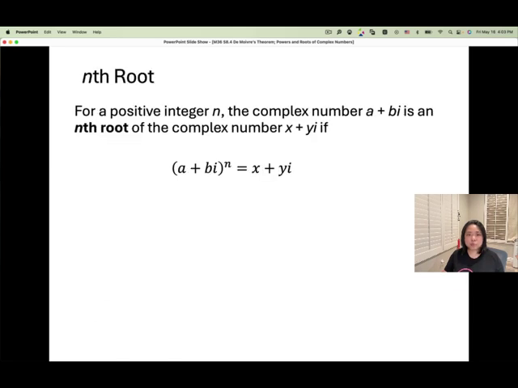Nth root. For a positive integer n, the complex number a plus bi is an nth root of the complex number x plus yi.